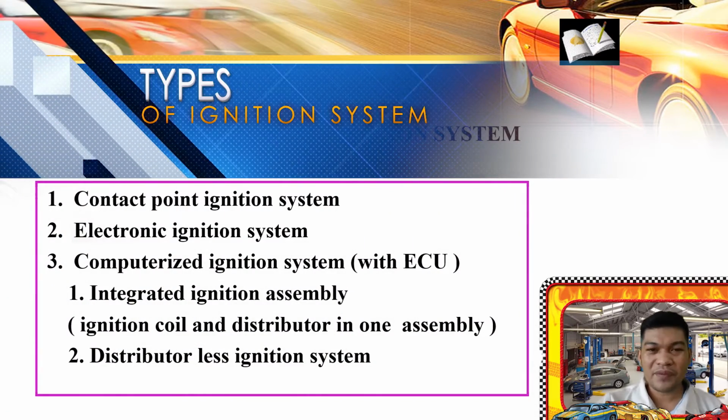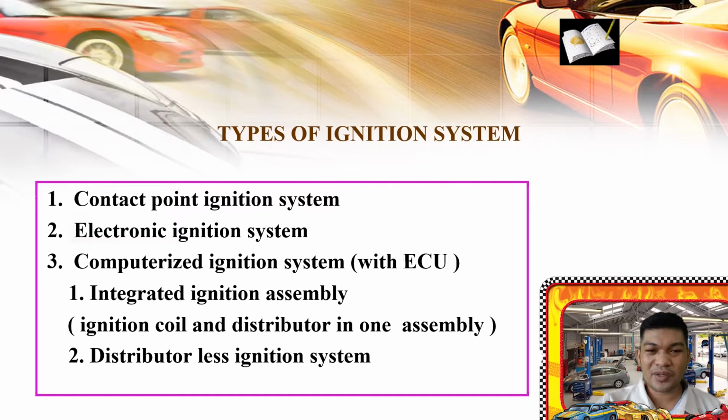The types of ignition system. Types of ignition system are composed of the following. First, contact point ignition system. Second, we have electronic ignition system. Electronic ignition system is classified into two. First is integrated ignition assembly. And second, we have the distributorless ignition system.